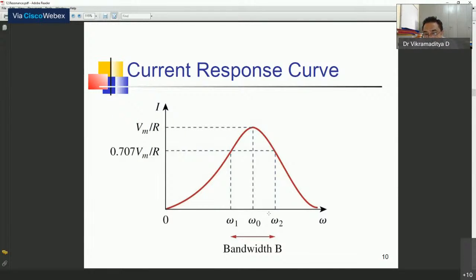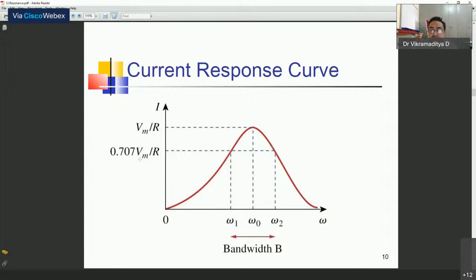What is the current response curve? The current response is very similar in nature to the power. The only difference is that at the initial point the current is 0, and later it rises, reaches a peak value, and then it falls. So here the resonance is not in terms of current, the resonance is in terms of power. Keep that in mind. Though by chance we find that the current is also maximum because the impedance is minimum.